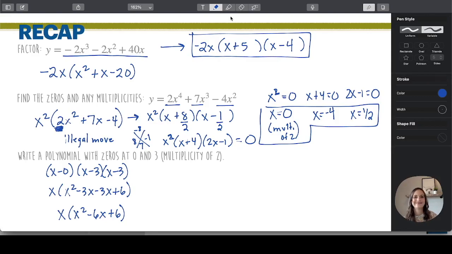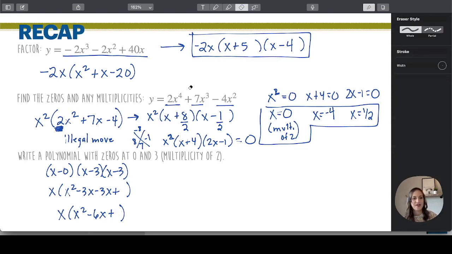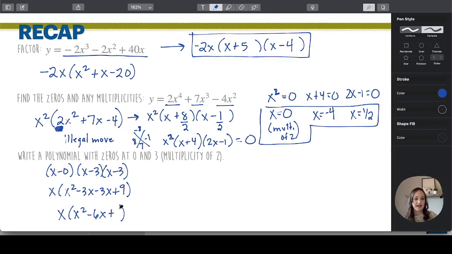No, because it's not 6, it's 9. So sorry about that. Negative 3 times negative 3 is a positive 9. And so negative 6x plus 9. But you're not done. You now have to FOIL this, or you have to distribute this x to the parentheses. So our final answer is going to be x cubed, x times x squared, minus 6x squared plus 9x will be our final polynomial with those zeros.